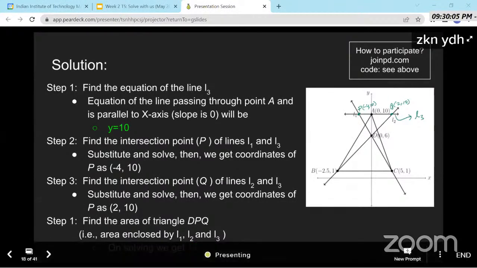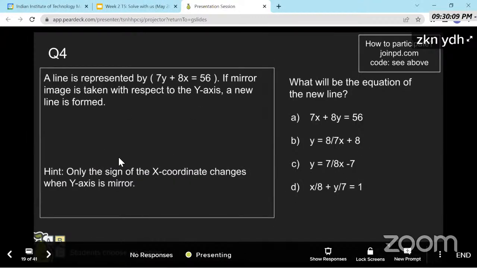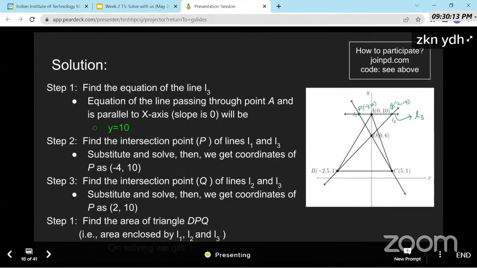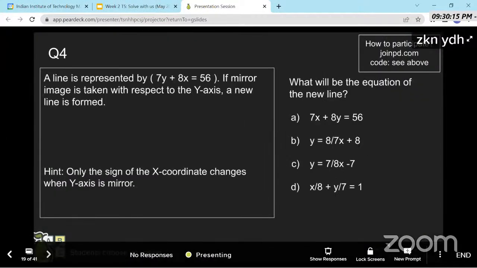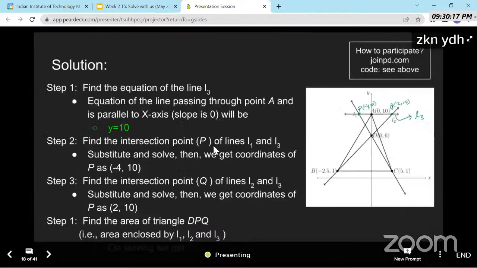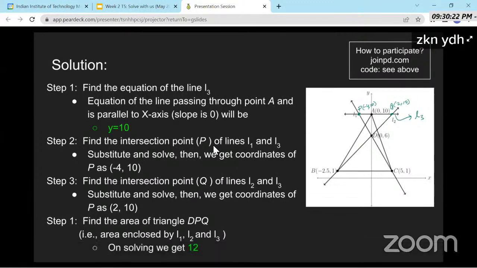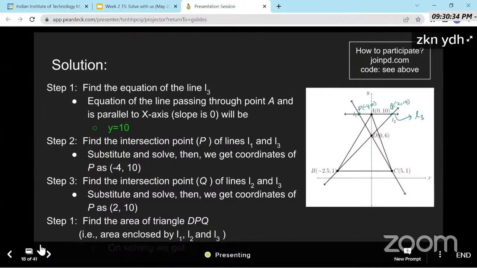Understood? So now let's go to the next problem, question number 4. Sir, in the meantime, can I ask a question based on the previous one? They can move ahead, sir. In the previous question, you got the equation in step 1, y is equal to 10. Sir, what is the correct answer? Is it 2? No. The answer is 12. Okay, sir. I think I have messed up somewhere. I'll find it. Okay.